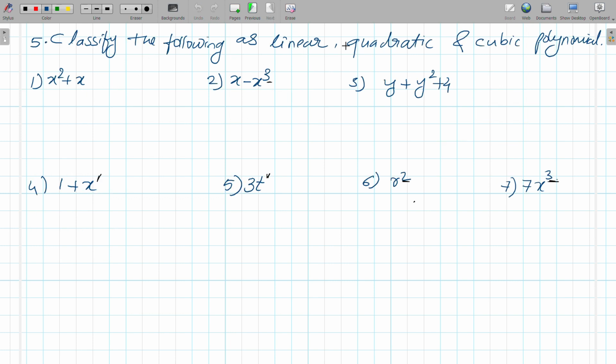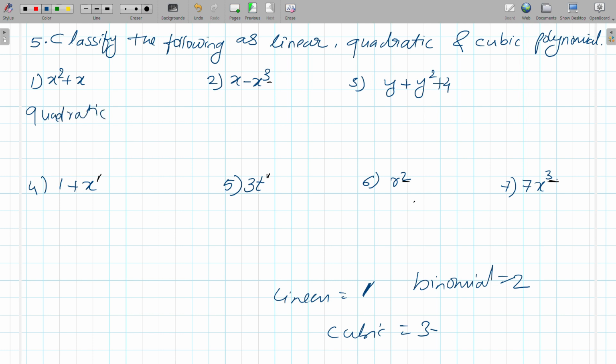Now classify the following as linear, quadratic, cubic and polynomial. See, linear means what? We have already discussed. Linear means the degree of the polynomial will be 1. Okay, and quadratic means the degree will be 2, and cubic means degree will be 3. So just quickly we will write it. So here this is your quadratic polynomial. This is what? Cubic polynomial, because 3. And here again this is quadratic polynomial. Why? Because 2.